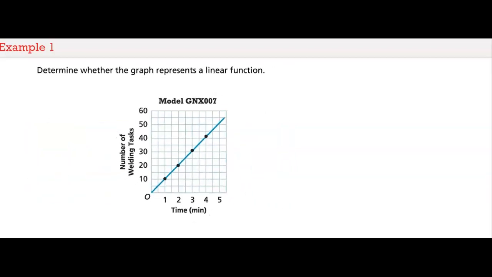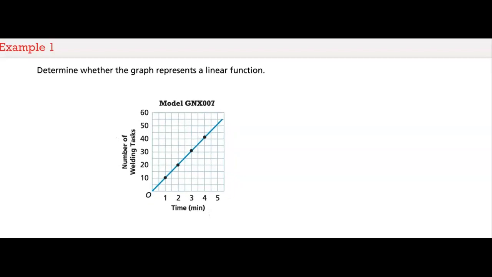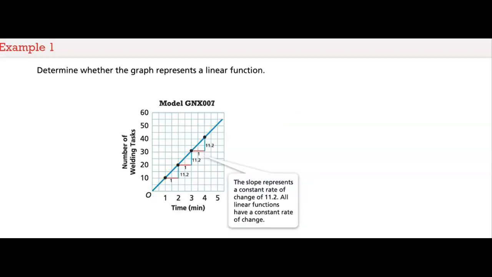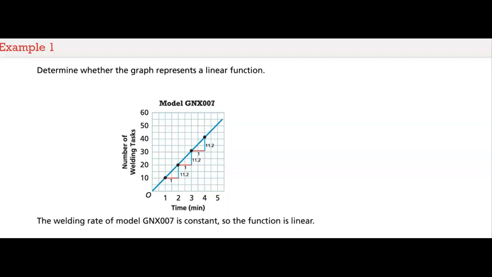Determine whether the graph represents a linear function. The graph is a straight line, so it represents a linear function. The slope represents a constant rate of change of 11 2/10. All linear functions have a constant rate of change. The welding rate of model GNX007 is constant, so the function is linear.